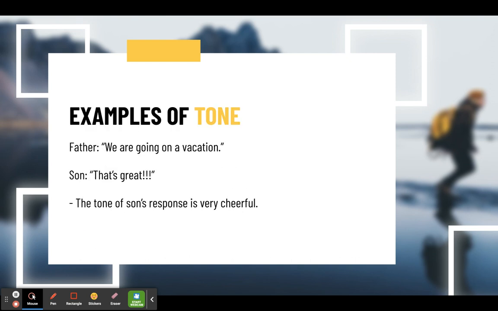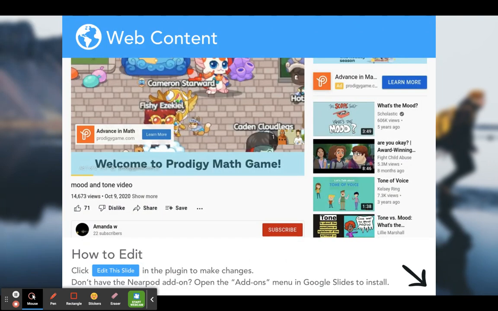So here's an example of tone. If a father said, "We're going on vacation," and the son said, "That's great," his response would be really cheerful. If he said, "We're going on vacation," the son said, "That's great," his tone would be sarcastic. So you're describing the way in which somebody is either writing about something or saying about it. They're telling you what their attitude towards something is.